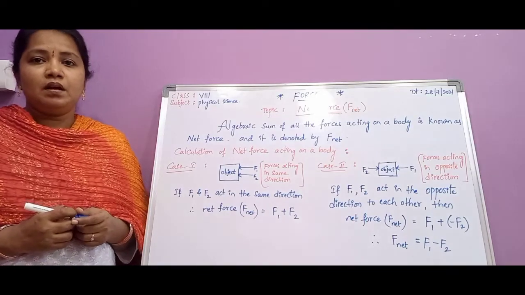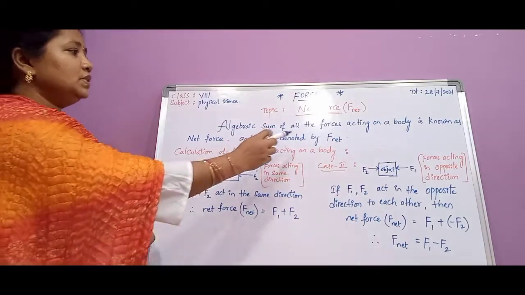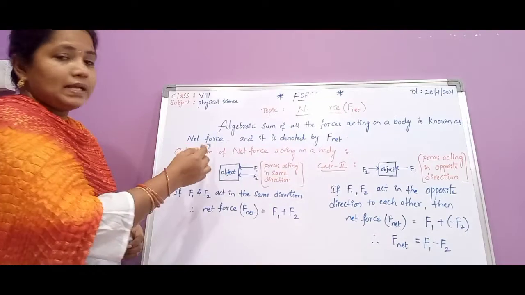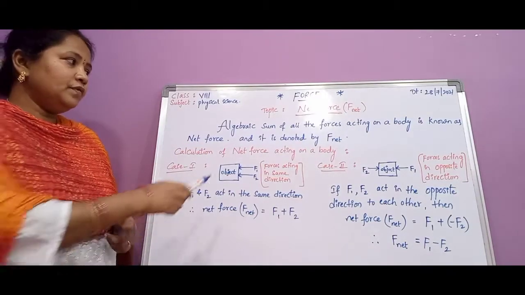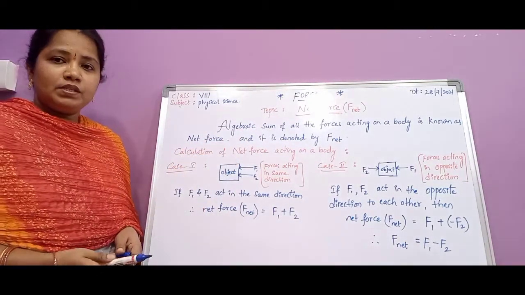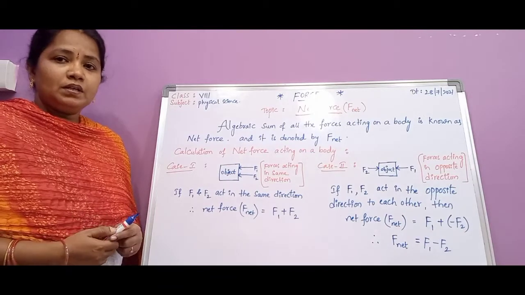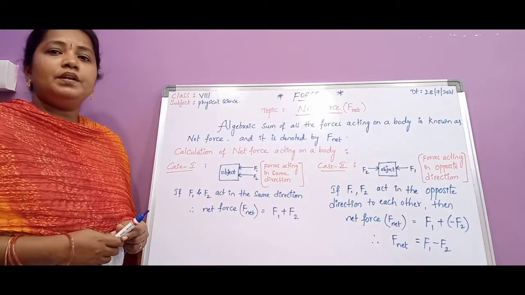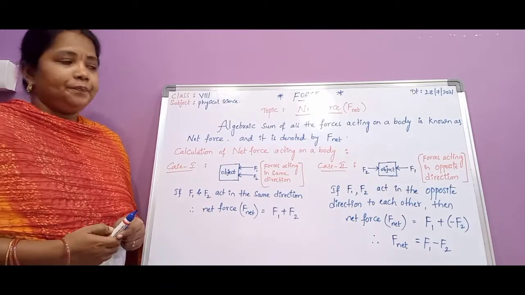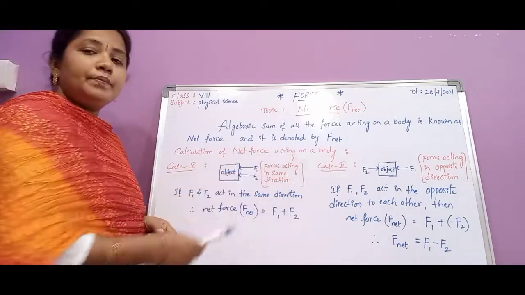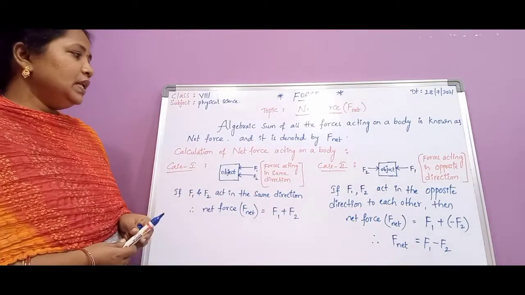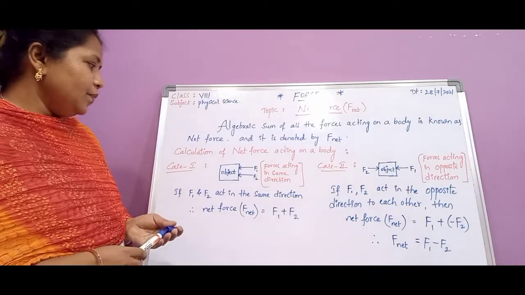Net force is the algebraic sum of all the forces acting on a body. Net force is nothing but the sum of all kinds of forces acting on a body at a particular instant. So we can calculate the net force for any body, and this net force is denoted by F net. Then how to calculate the net force acting on a body?